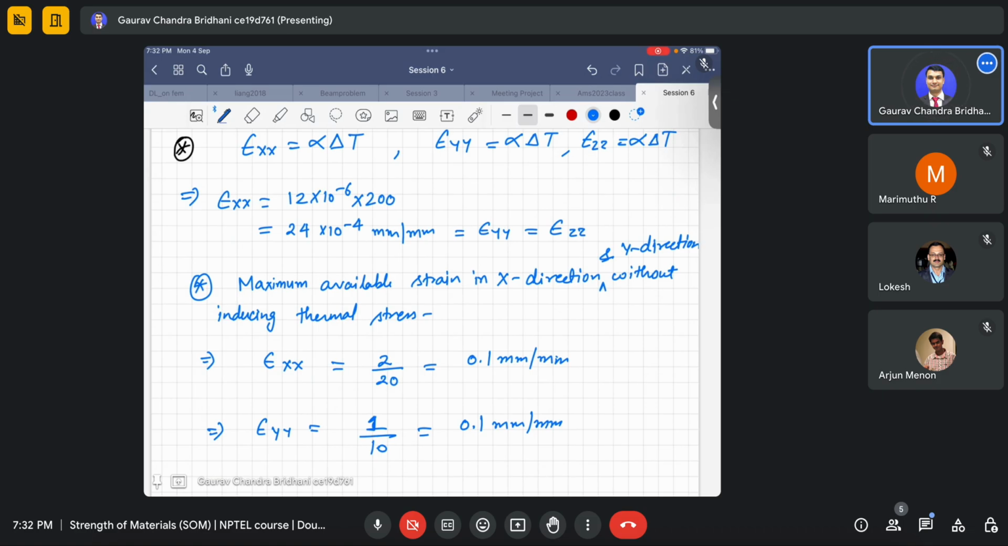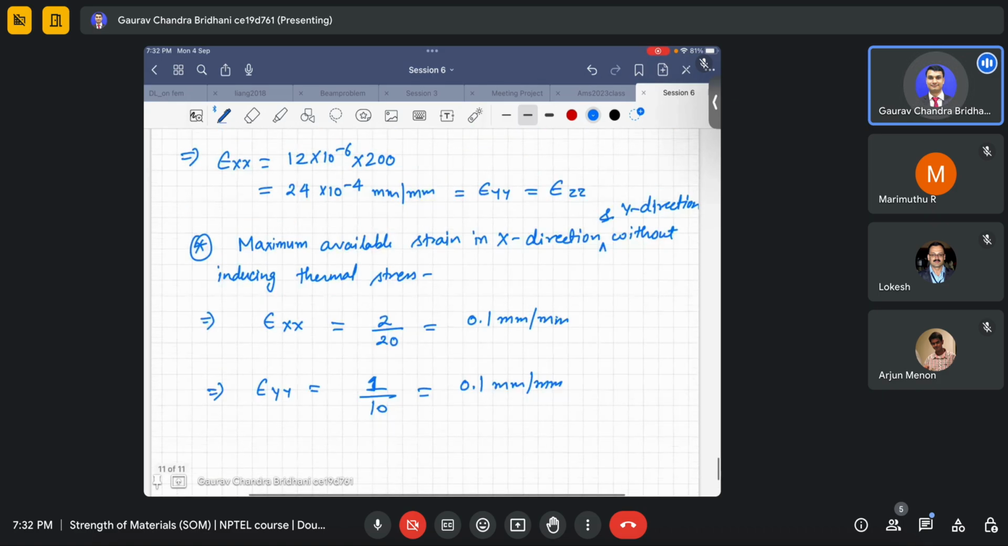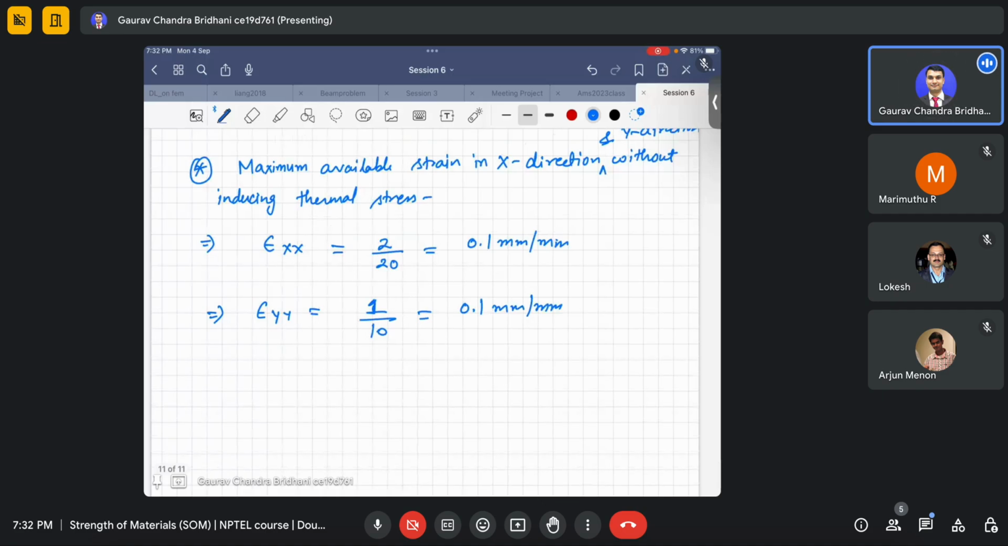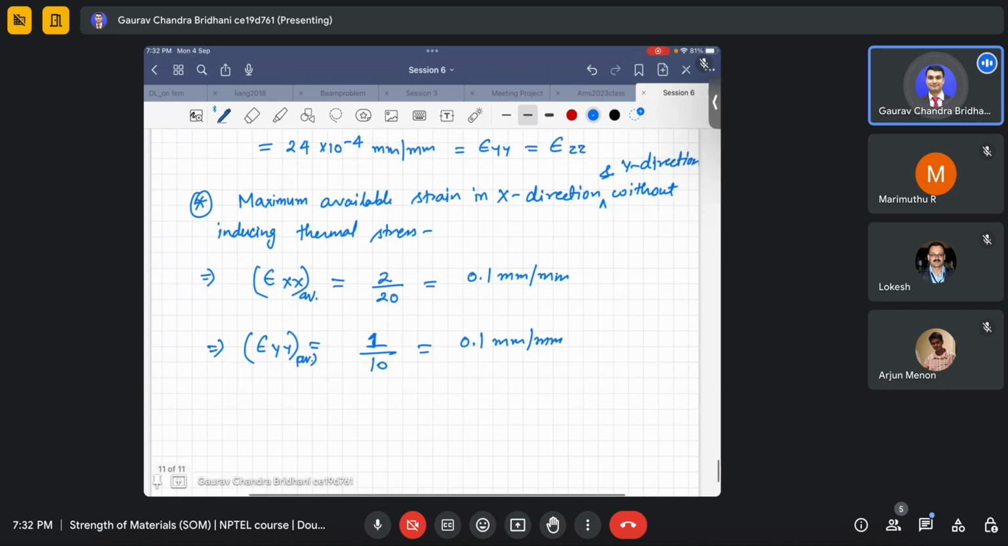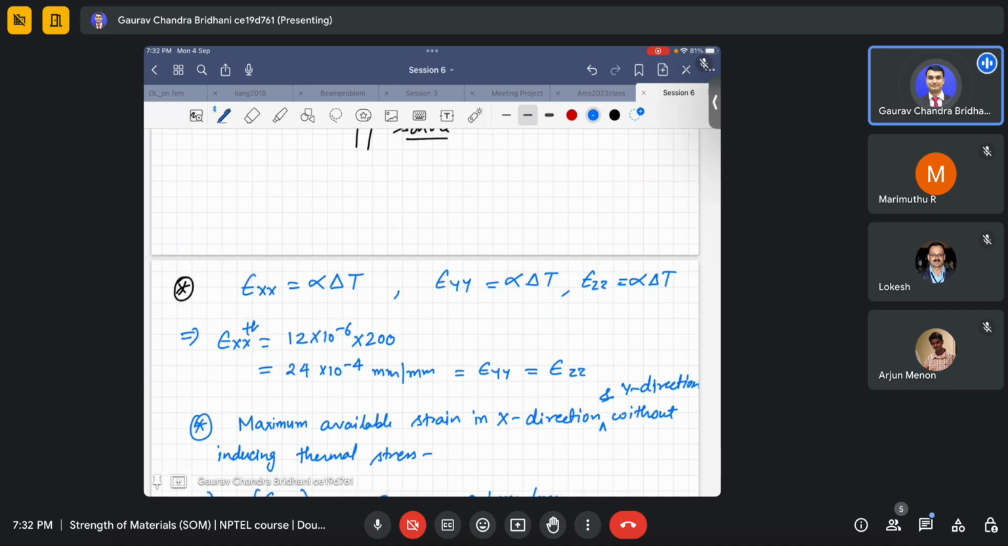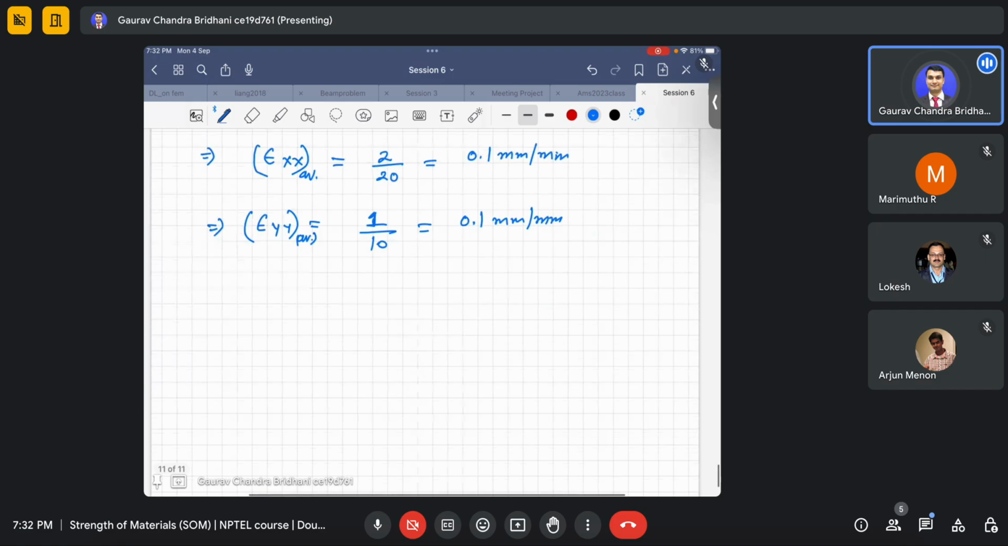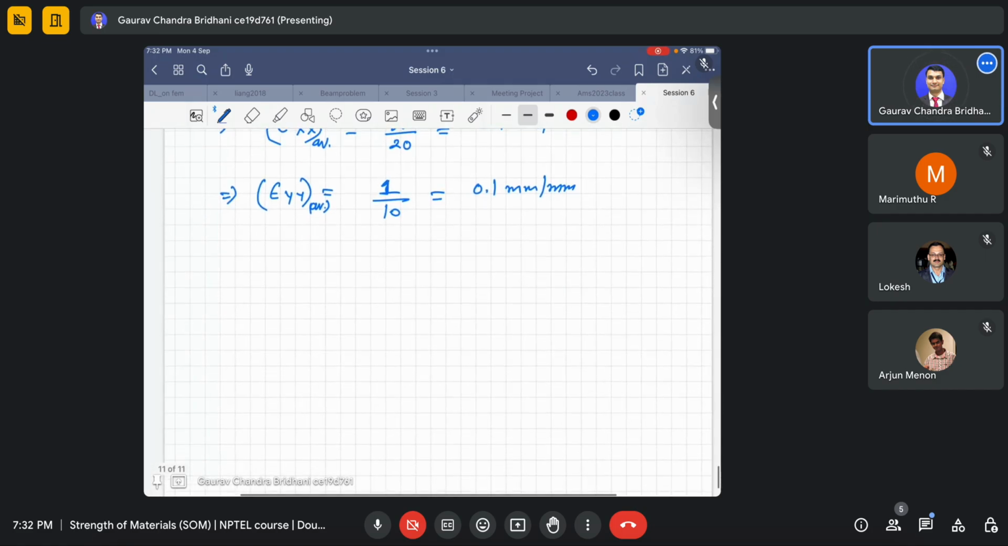So how to find the stress then? I will write this as available, and that is thermal. Here it is thermal, th, thermal. Okay, now what will be the effective strain? So you will find the effective strain.